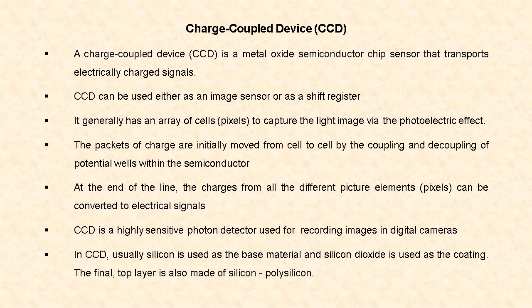The packets of charge are initially moved from cell to cell by coupling and decoupling of potential wells within the semiconductor. At the end of the line, the charges from all the pixels can be converted to electrical signals. It is a highly sensitive photon detector used for recording images in digital cameras. In CCD, usually silicon is used as the base material. Silicon dioxide is used as the coating. Here the top layer is also made of silicon, that is polysilicon.